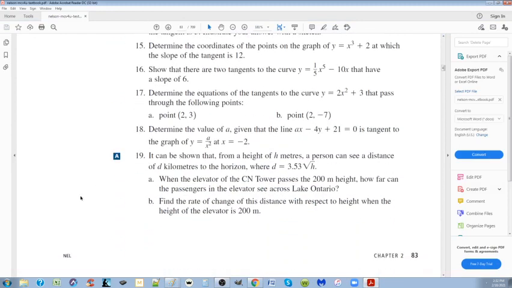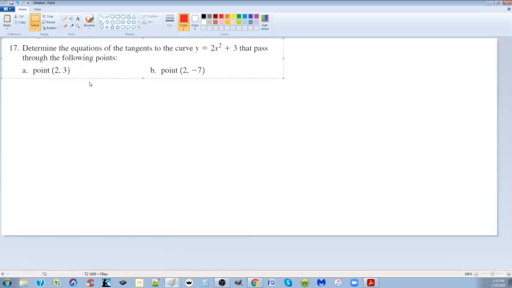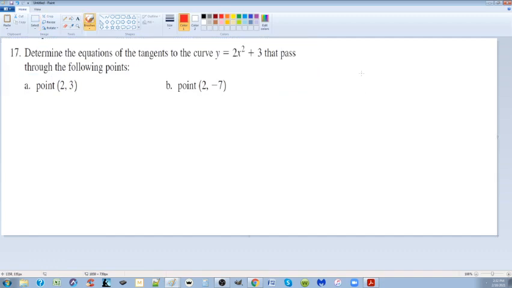So 17, 18, 19. 17, are they going to do it to me again? There's only so many times I'm going to do the same question. Determine the equations of the tangents. So when they ask for the equations of the tangents, equations of all tangents, lines are line formulas. To the curve this, that pass through the following point. Very easy to do, okay?